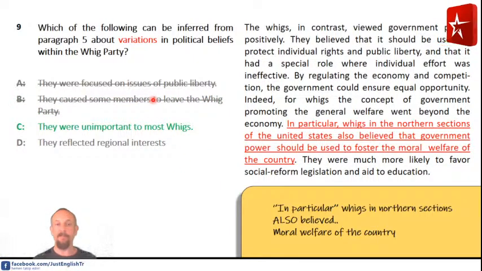Now C: they were unimportant to most Whigs. Differences, variations were unimportant. Do we have that information in this sentence here? Well, the answer is no. Do we have any information which supports that idea down here? The answer is once again no.